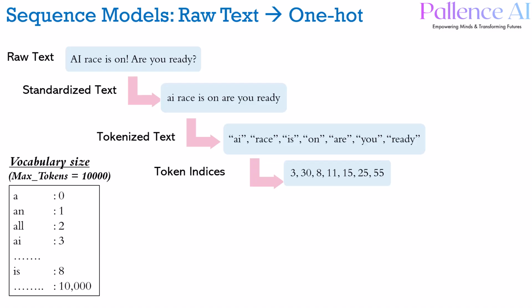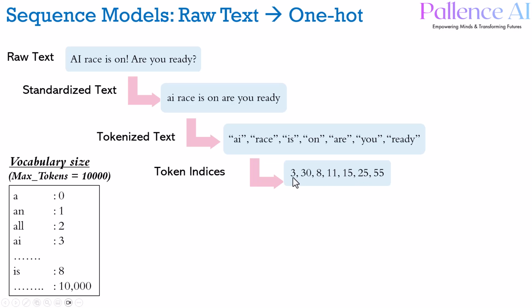So for this stage, we standardized our text, we tokenized it, and based on all the unique words in our tokenized text in the entire data set, not just one sample, we come up with a vocabulary size and then we index each word into integers. And that's what this looks like. So AI, race, is, on, are, you, ready are now converted into numeric indices like 3, 30, 8, 11.